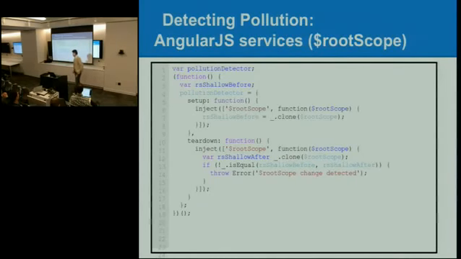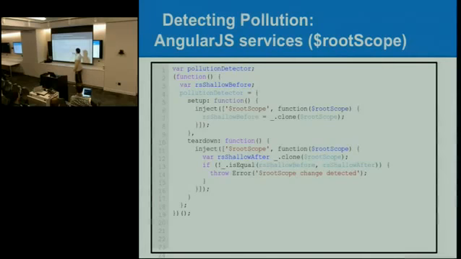Here's an example of how to detect pollution on the root scope of a couple of different kinds. Now, the root scope is a big, complicated, deep object. We don't want to do deep comparison of the object, mostly because deep comparison is a very, very tricky issue. But what we can do is perform a shallow comparison of the state of the root scope object before and after each unit test is run.